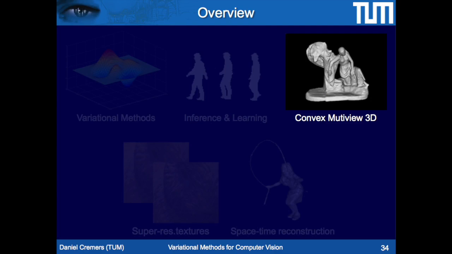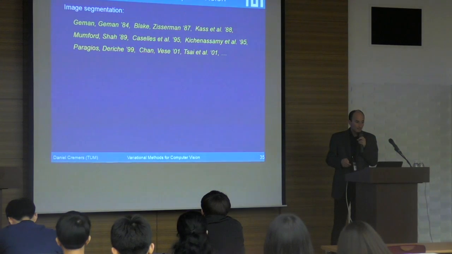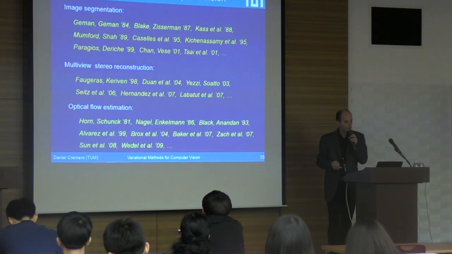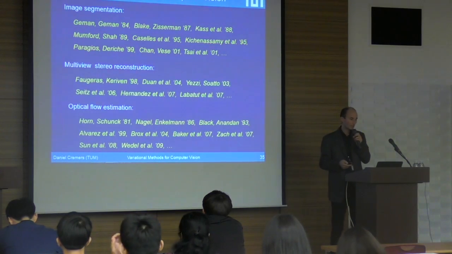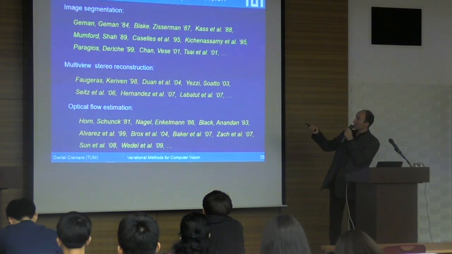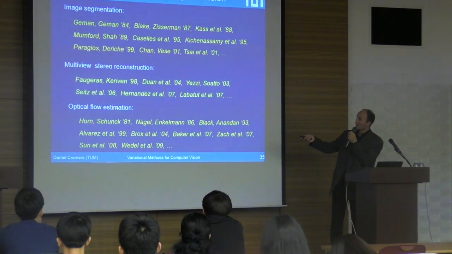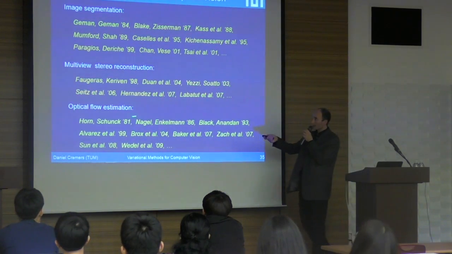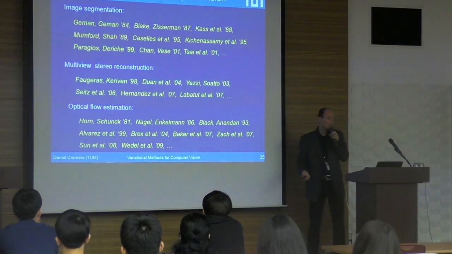3D reconstruction. So 3D reconstruction is the problem I started my talk with, is one of many classical optimization problems, like segmentation is an optimization problem, 3D reconstruction. Optical flow is also a classical problem where variational methods are, to date, the leading techniques.